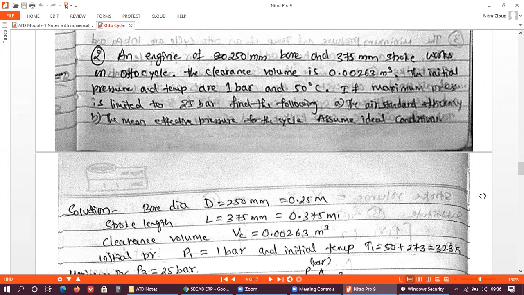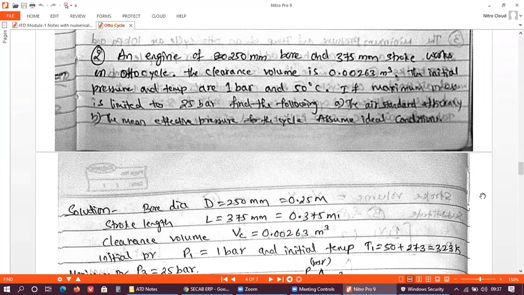Let us recall the PV diagram a little. So 1, 2, 3. Where is 3? On the PV diagram, it is the top point of the vertical line, that is the constant volume line. 1 to 2 is the adiabatic compression. From 2 to 3, there is constant volume. Point 3 will be the maximum pressure point and it is limited to 25 bar.